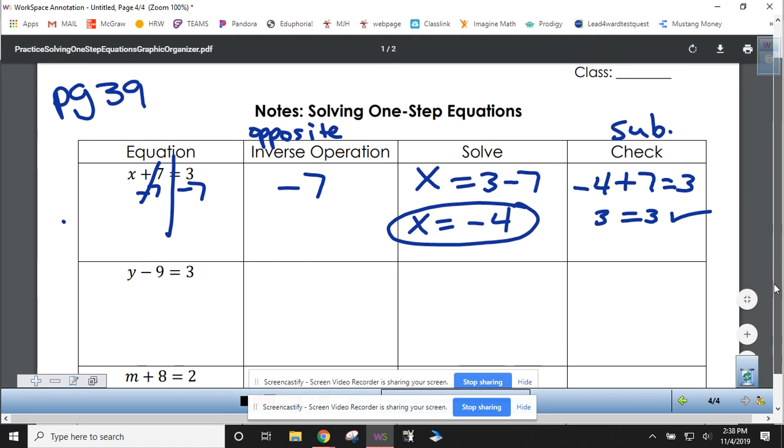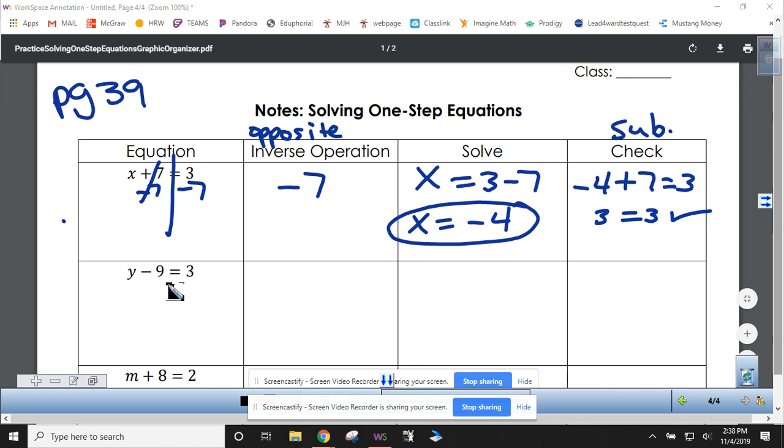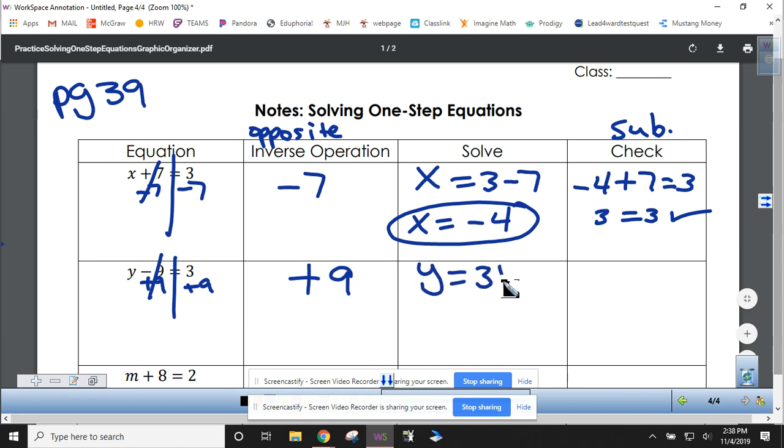All right, our next example, some number minus 9 equals 3. Well, we're trying to move this right here. And the opposite of minus 9 is to add the 9. And we do that on each side of our equal sign. So now we have y equals 3 plus 9. And 3 plus 9 is 12.